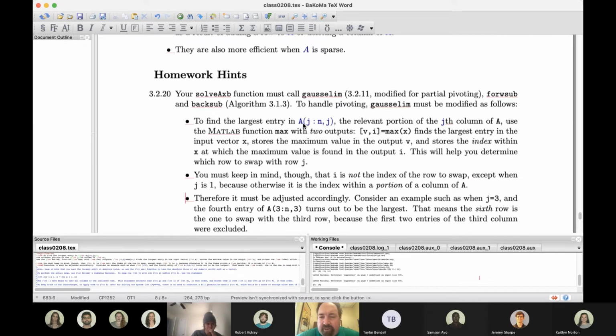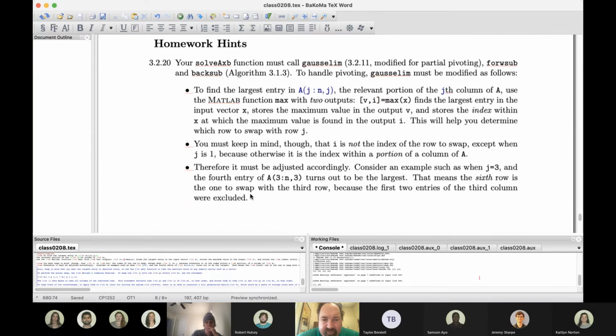Now, let's suppose you take this portion of column J, you pass it to max. Don't forget absolute value. And it tells you, okay, here's the largest element, and here's where it was found. This value that's returned is not the index of a row to swap, because you did not pass the whole column, you only passed part of a column. You have to correct this value to get the actual row where the largest element was found.